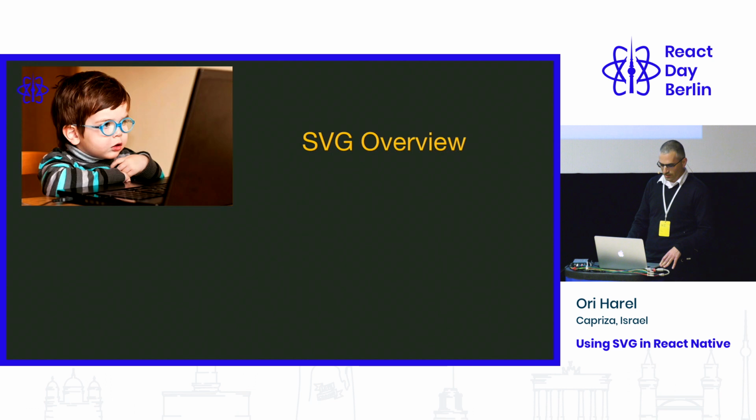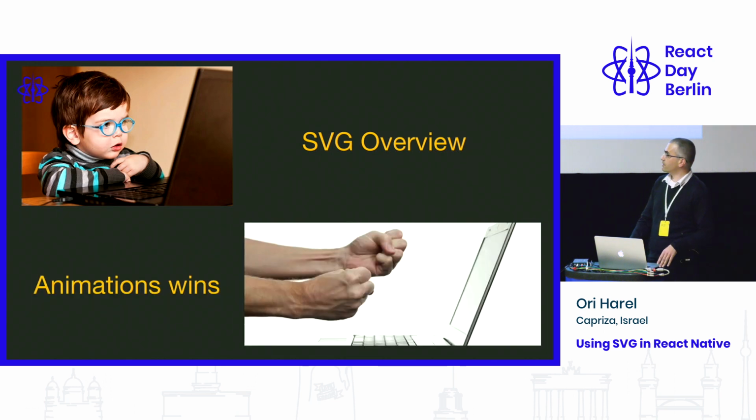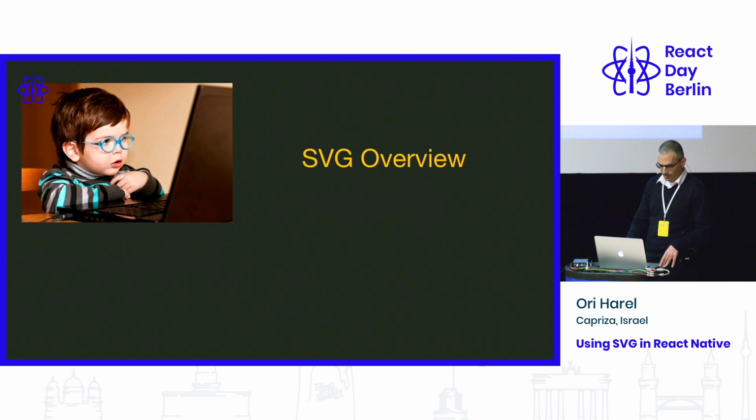So we're going to have a two-part talk. First, we're going to cover some of the basics in SVG, in vector graphics in general. And in the second part, I'm going to talk about animation challenges. The animation API in React Native has some challenges. I'm going to tell you all about it and how I overcame it with SVG.